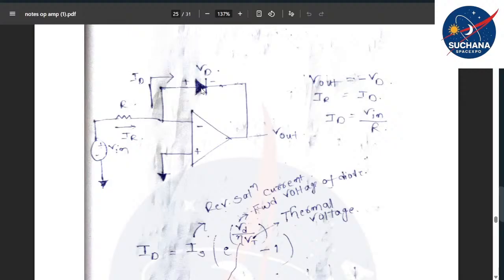See, in case of integration, we have used the reactive element, which is nothing but a capacitor. In case of other operations like scaling, averaging, inversion, and summation, for all these operations we have used the resistor. In case of integration, we have used the capacitor, a reactive element. Here we are using an active device, the diode. So again the same thing, we have just replaced the capacitor with a diode.